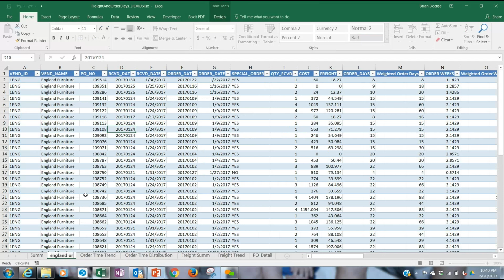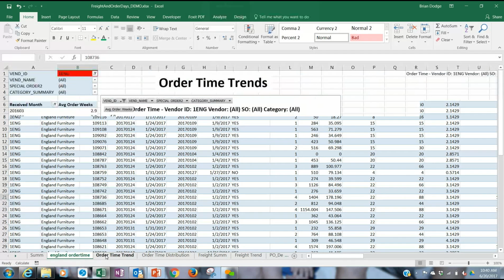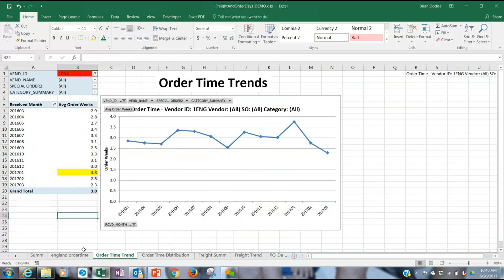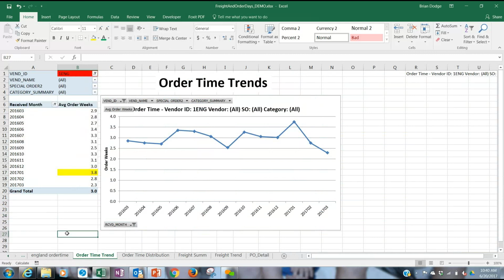England order time. Okay, and just basically save this to your hard drive, so all the details are there. Okay, that's the order time trend. Again, typically you'd like to look at it by vendor. You can also look at special orders versus non-special orders, to show you what the time difference is there, as well as looking at a category level. And this tool can be useful, obviously, both from an order time and freight standpoint.